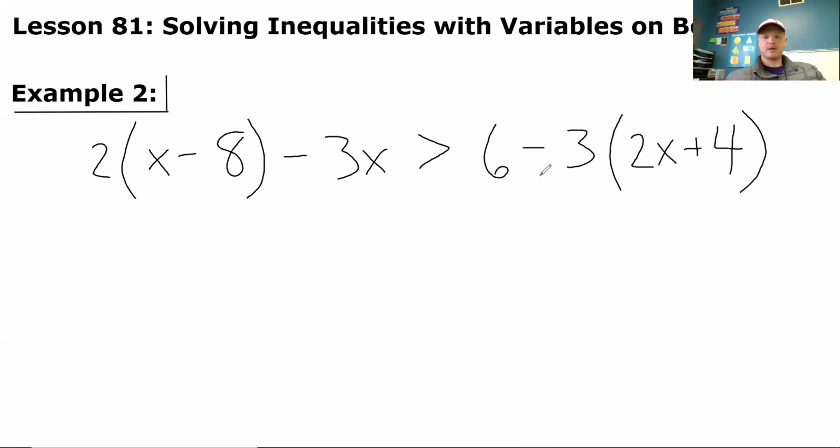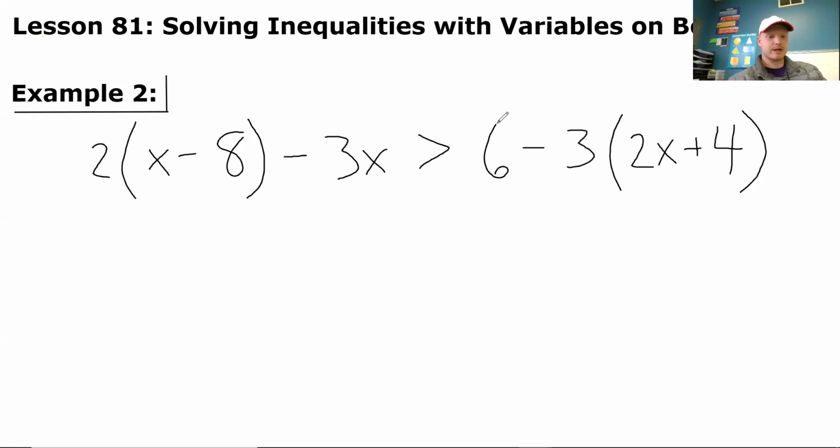Okie dokie. So what are we going to do here? Well, just as it says in the title of the example, we're going to simplify each side before solving. So what does that mean? We are going to do distribute yet again.